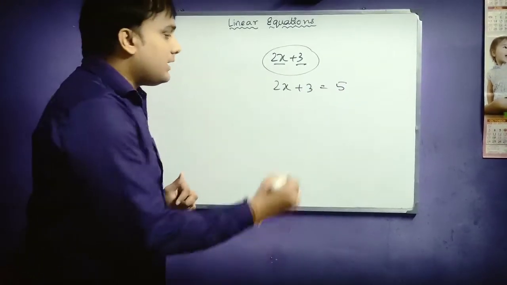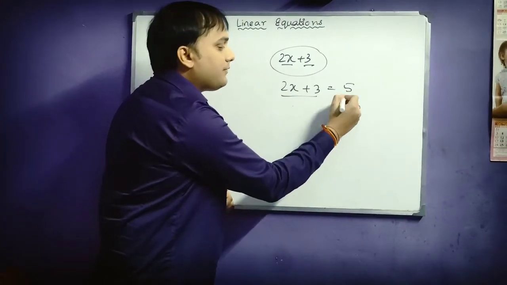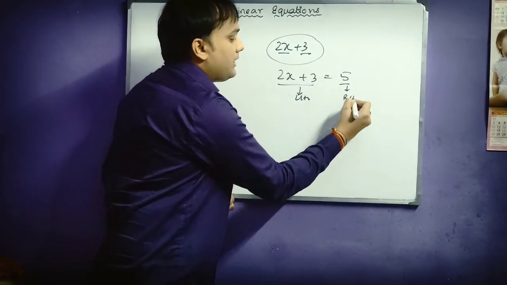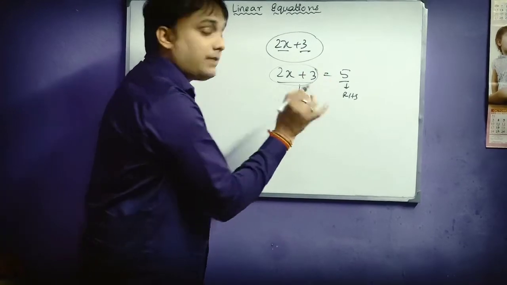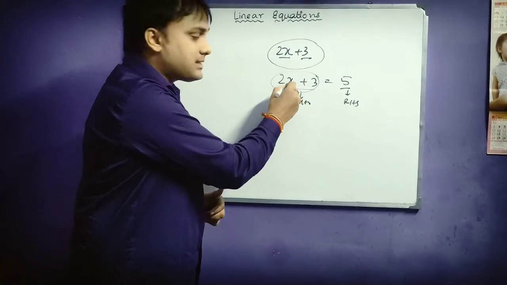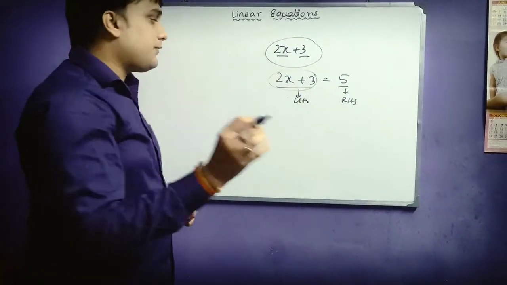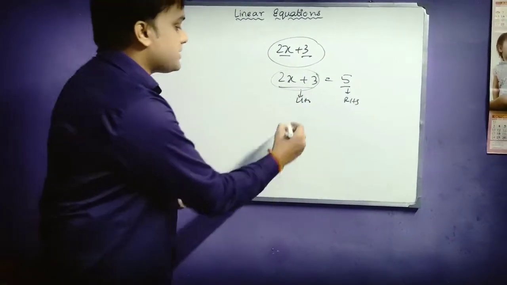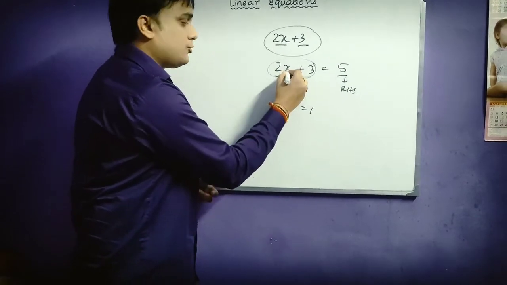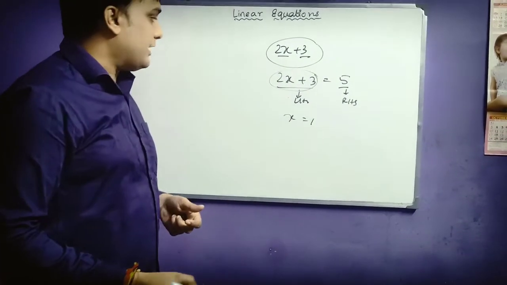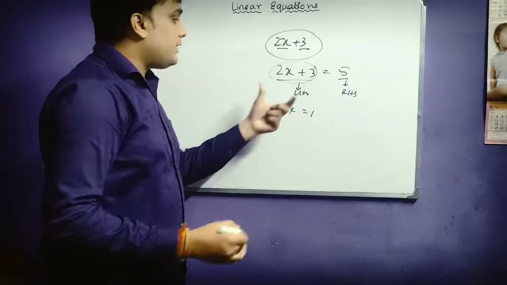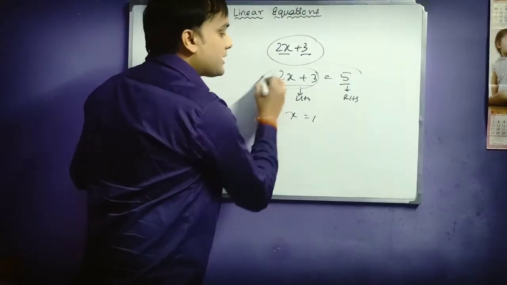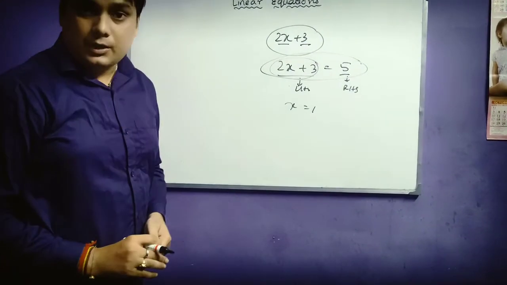Now you just see this: 2x plus 3 equals 5. This is the left hand side and this is the right hand side. That means if I put a suitable value of x here, it will be equal to 5. For example, if x is equal to 1, you can see 2 into 1 is 2, plus 3 is equal to 5. So if x is equal to 1, the left hand side and the right hand side are the same. So you can see that 2x plus 3 equals 5 is an equation.